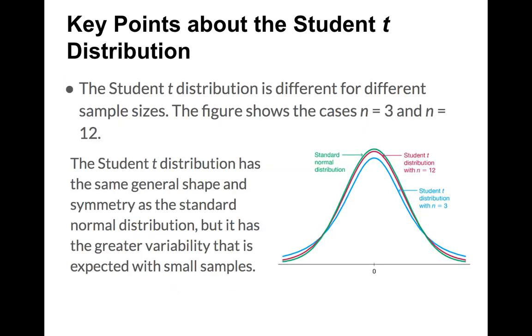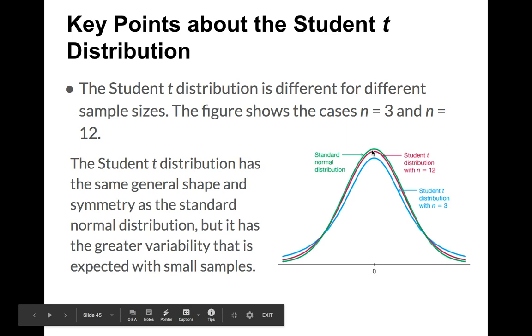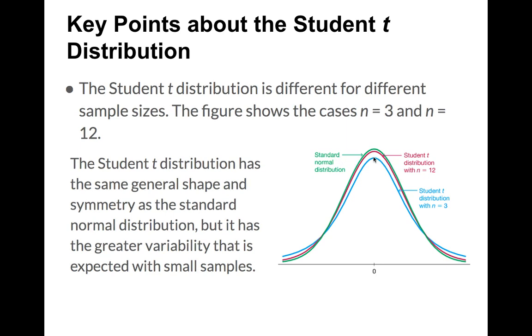Okay. So if we look at this graph here, we've got 3 different graphs going on. We have in green the standard normal distribution. That's this top one here. The red, the middle one, is a student t-distribution with a sample size of 12. And the blue is a student t-distribution with a sample size of 3. Now, if you just look at the peaks, you may be like, okay, so green goes higher, red goes lower, blue goes the lowest. But then when you look out here, okay, green is higher.